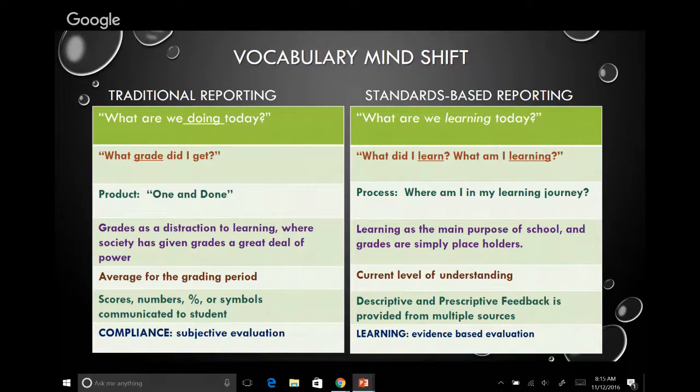In a traditional reporting system, scores, numbers, symbols, all are communicated to students, sometimes with a little bit of feedback. But in standards-based reporting, feedback is number one. It's really descriptive and prescriptive feedback that's provided from multiple sources that's going to inform kids on their journey to learn. And this is a big one. In traditional reporting, it tends to be compliance. And in standards-based reporting, it's really about the learning.